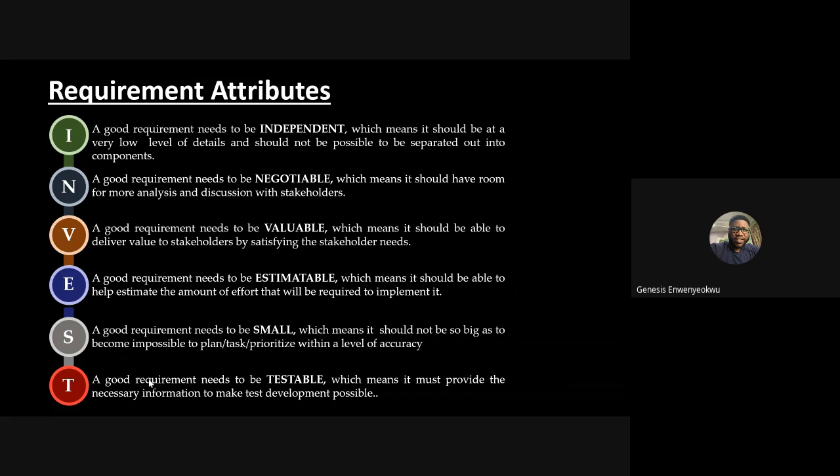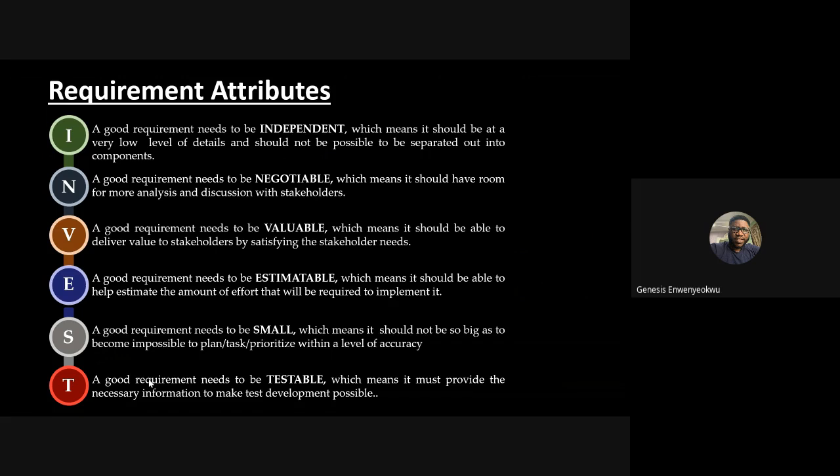So stakeholders should be able to estimate, or should I say break down, the user stories into subtasks to be able to come up with a time duration that it will take to implement, or the amount of effort that will be required to implement that particular user story. And for letter S, it is small.